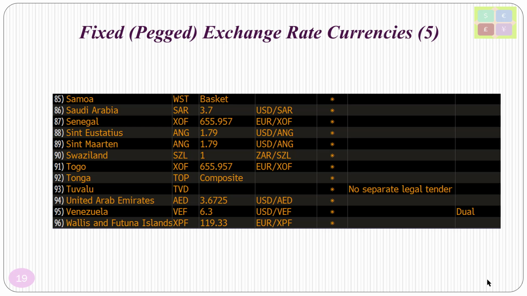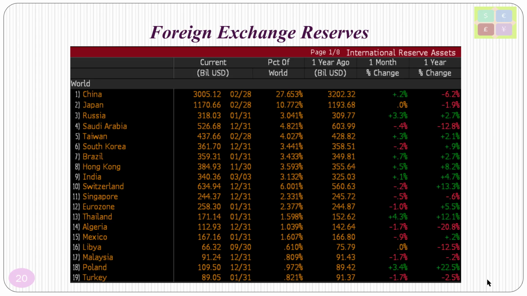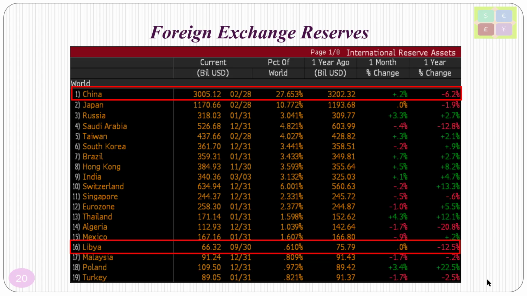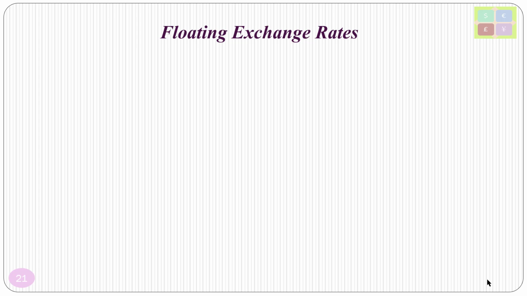Here are some more fixed exchange rate currencies from the Bloomberg terminal. And here is the last screen of fixed exchange rate systems. Here is a small list of countries and their foreign exchange reserves. As we can see, China has a huge amount of over 3 trillion US dollars in reserves. Libya has $66 billion in reserves, which is a sizable amount. A country with a small amount of reserves can run out of dollars and can face an economic crisis.